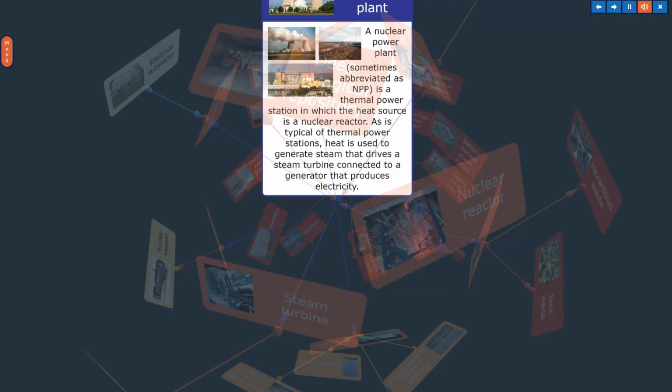Nuclear power plant. A nuclear power plant, sometimes abbreviated as NPP, is a thermal power station in which the heat source is a nuclear reactor. As is typical of thermal power stations, heat is used to generate steam that drives a steam turbine connected to a generator that produces electricity.